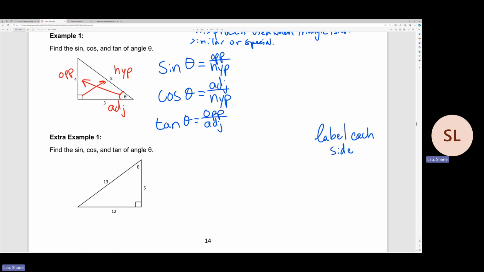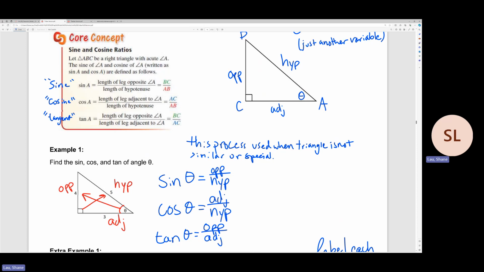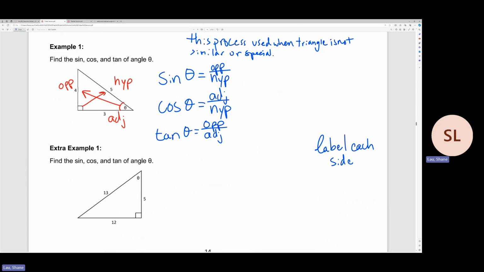This all comes from this core concept here, where we have the length of the leg opposite, the length of the hypotenuse, and all that stuff. But here we can make it a lot more abbreviated. After we have this, I know that my opposite is 4, so we'll replace it: 4, hypotenuse, 5. And that's our answer. Sine of theta is 4/5.